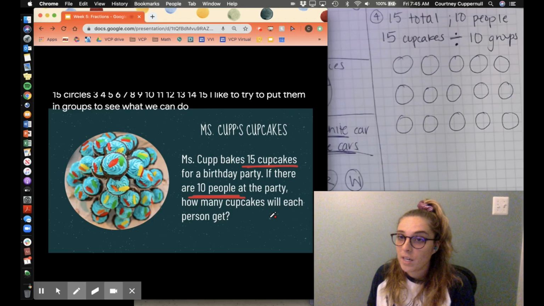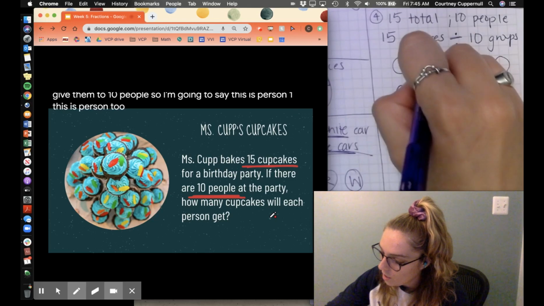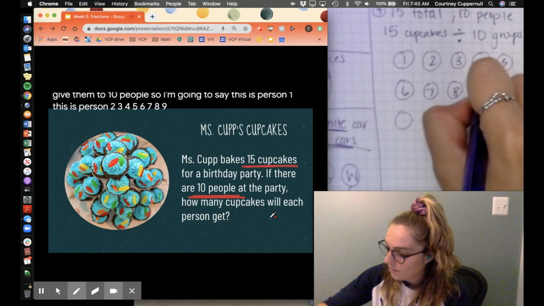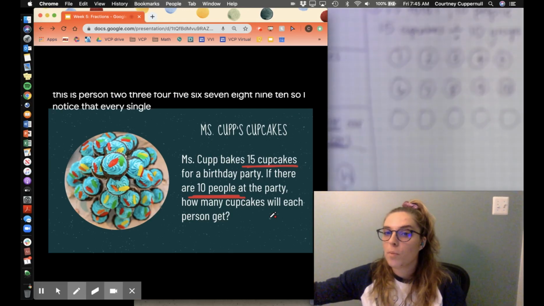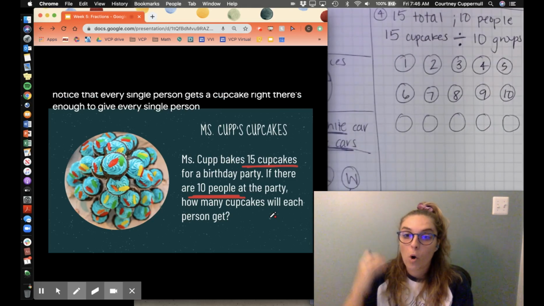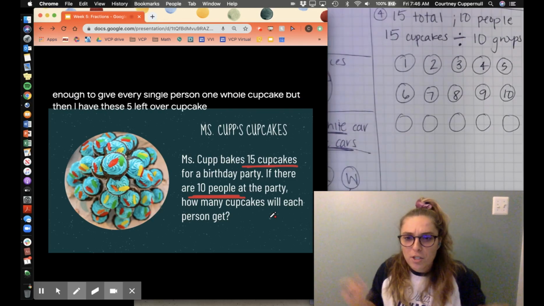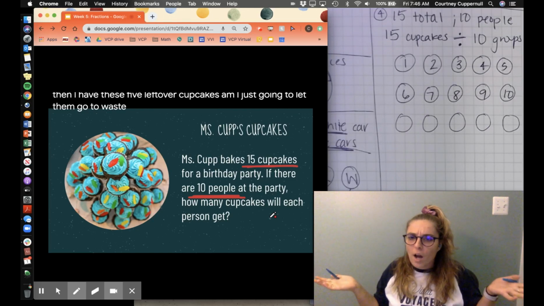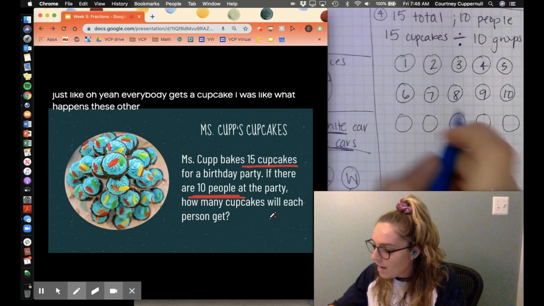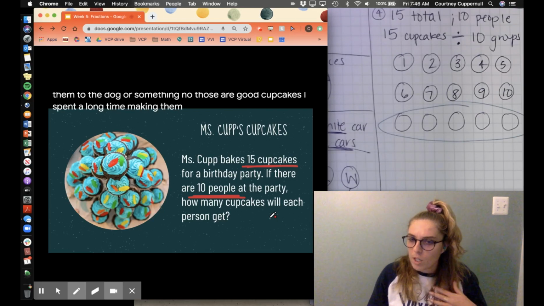All right. So now I need to give them to 10 people. So I'm going to say this is person 1, this is person 2, 3, 4, 5, 6, 7, 8, 9, 10. So I notice that every single person gets a cupcake, right? There's enough to give every single person one whole cupcake. But then I have these 5 leftover cupcakes. Am I just going to let them go to waste? Absolutely not. Some of you are just like, oh yeah, everybody gets a cupcake. And I was like, what happens to these other 5? You're just going to feed them to the dog or something? No, those are good cupcakes. I spent a long time making them. You better give them to people.